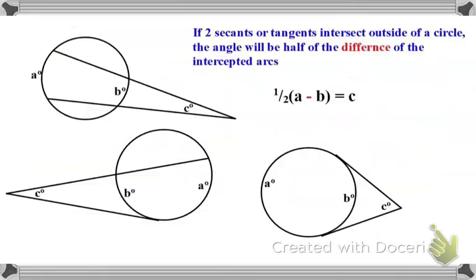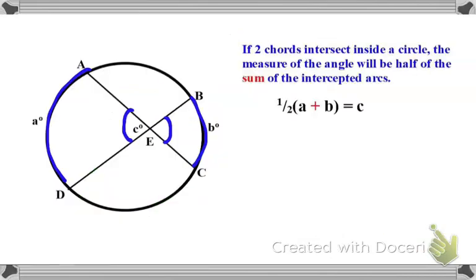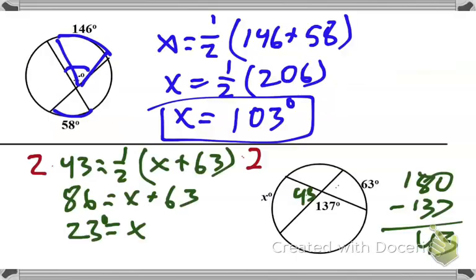So just to refresh, if your lines intersect outside of the circle, then your formula is 1/2 the difference of the two arcs. So you subtract the two arcs, divide by 2, and that will give you the angle. If your segments intersect inside the circle, then you add the arcs and divide by 2. Either way, you're going to divide by 2. It's 1/2 the sum if they're inside, 1/2 the difference if it's outside.